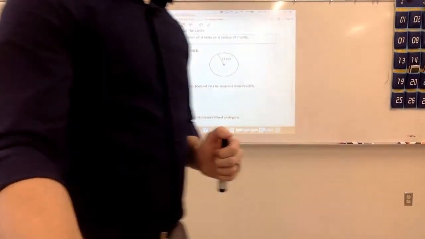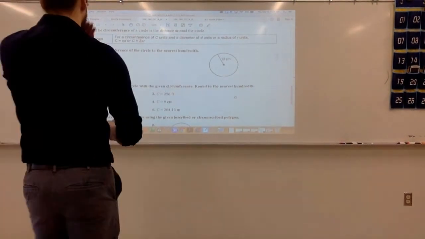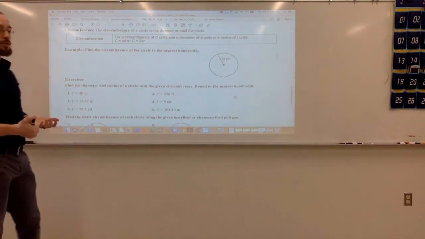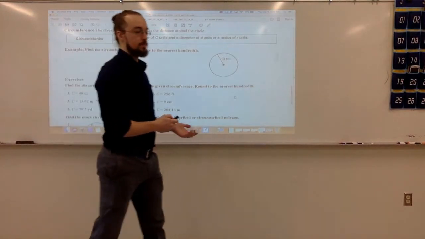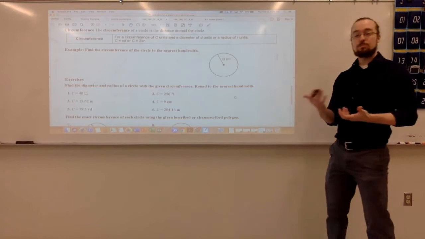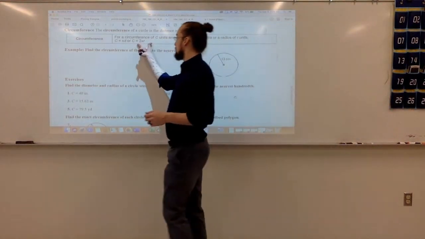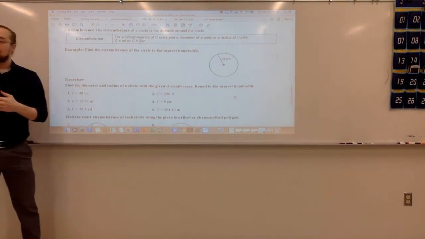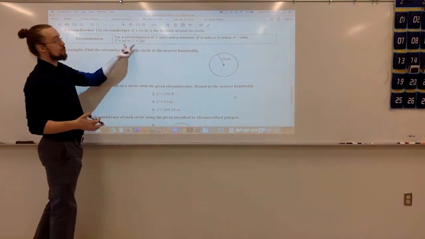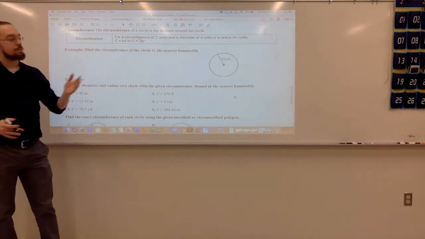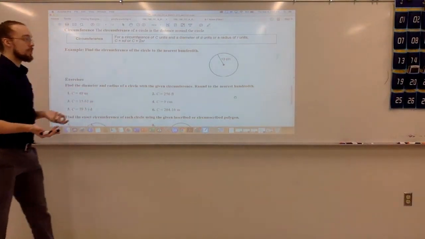All right, so on the back, we're going to take a look at circumference. Circumference is just the perimeter of a circle. It's just the distance all the way around the circle. So we have essentially two formulas, but they're really the same thing. Circumference we could either say is pi times the diameter of the circle, or 2 pi times the radius. Because we know the diameter is equal to 2 times the radius. So these two formulas are interchangeable.